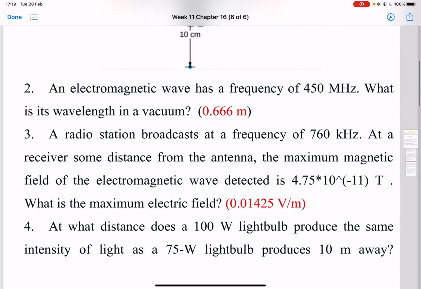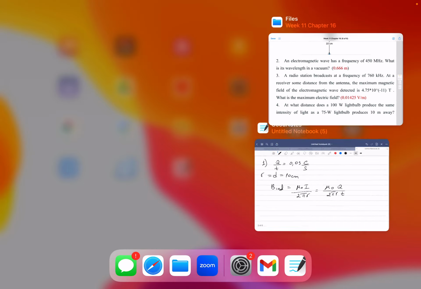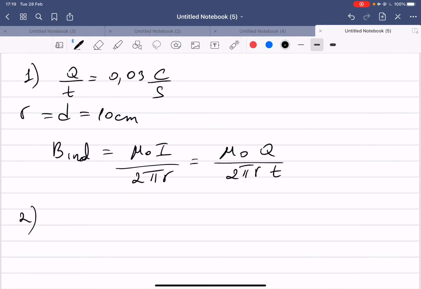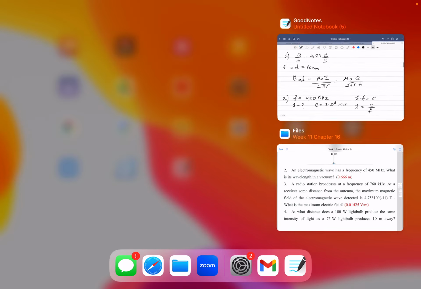Next problem. In the next problem we have a frequency. What is the wavelength in the vacuum? In the second problem the frequency is given, which is 450 megahertz. You have to find the wavelength in a vacuum. As you know, the speed of light in a vacuum is 3 times 10 to the power of 8 meters per second. So lambda times frequency is c. From there, lambda is equal to c over frequency. If you divide it, you should get the answer.